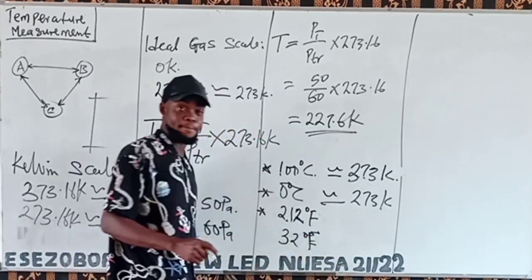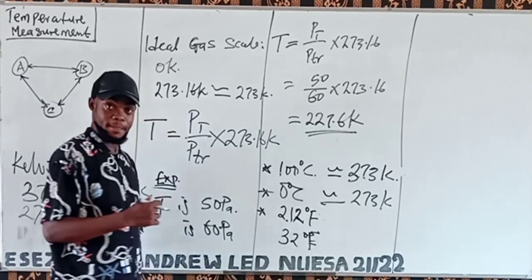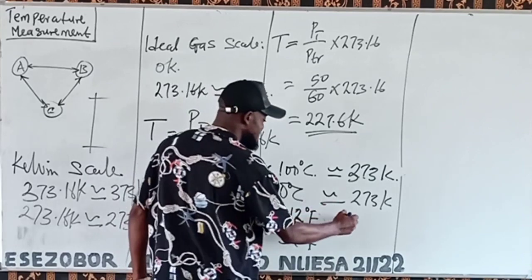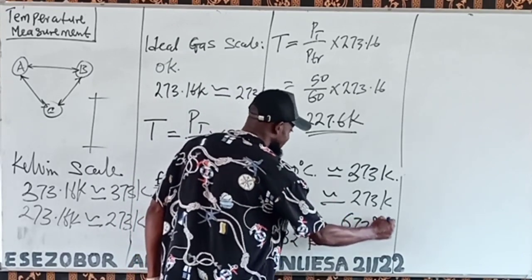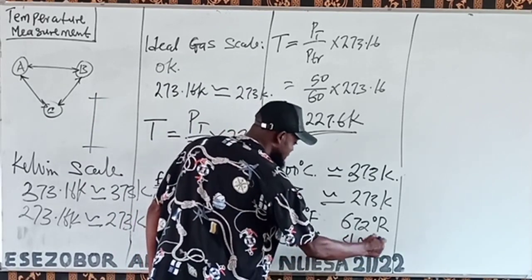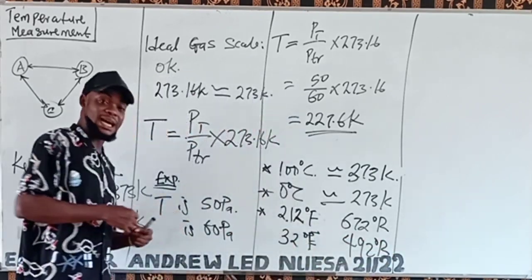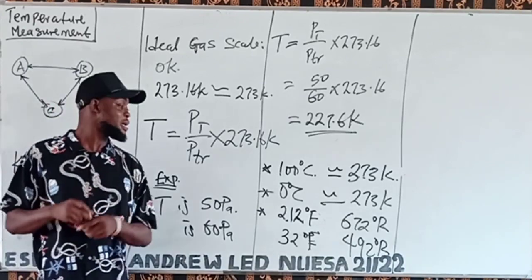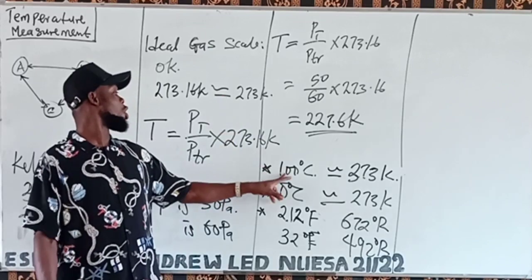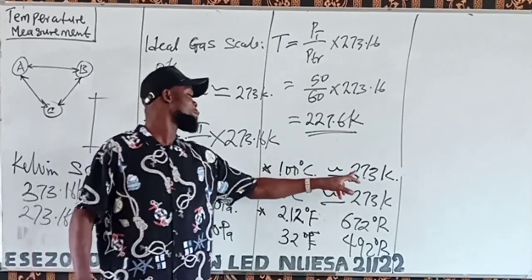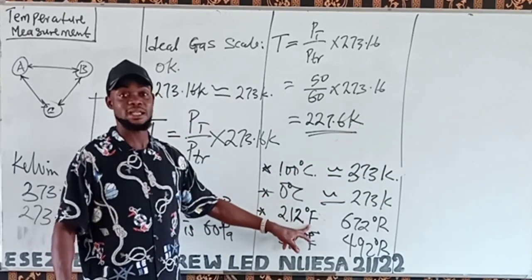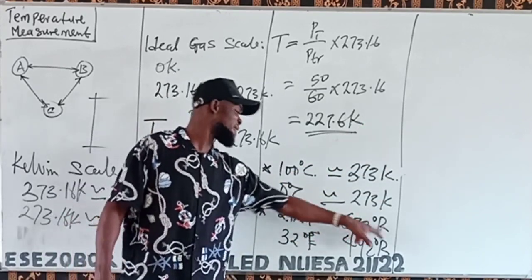Now, there's another thing called the Rankine scale. The upper fixed point for the Rankine scale is 672 degrees Rankine. That's the upper fixed point, while the lower fixed point is 492 degrees Rankine. That means the boiling point of water is 100 degrees Celsius, or 373 Kelvin, or 212 degrees Fahrenheit, or 672 degrees Rankine.